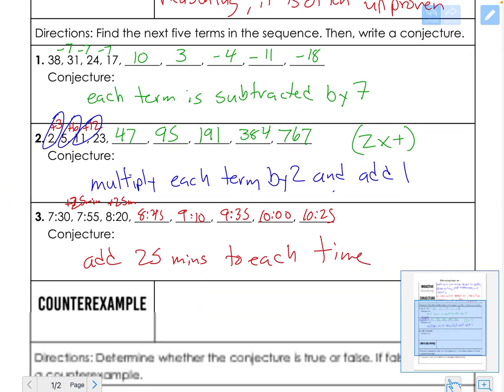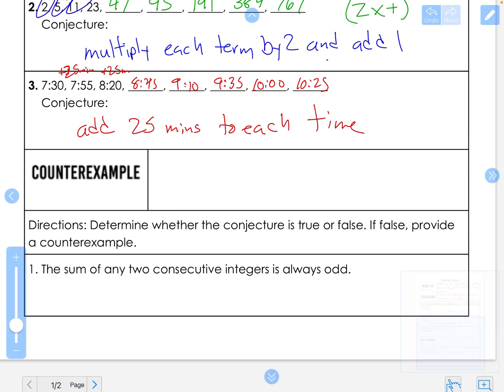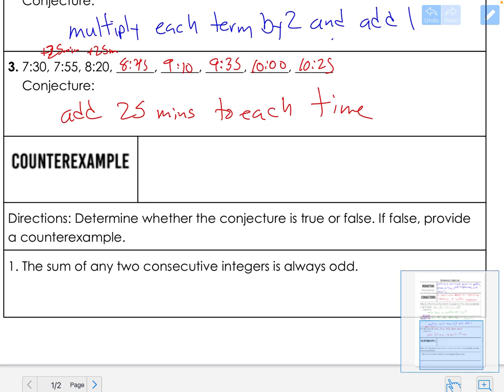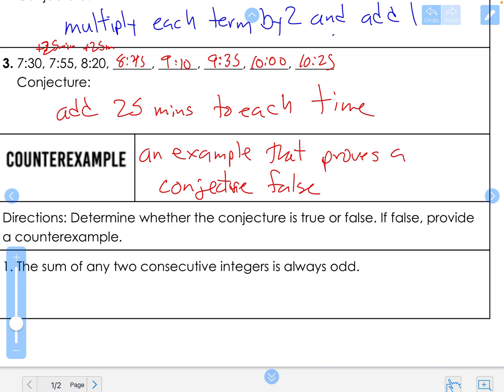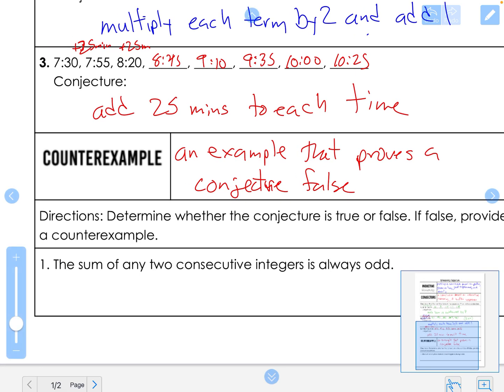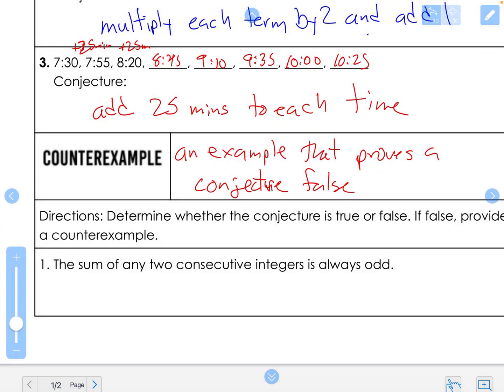So when we have conjectures, we try to look for what we know as counterexamples. A counterexample is an example that proves a conjecture false. So again, a lot of the times our conjectures sometimes end up being wrong. The way that we try to figure out if they're wrong or not is to look for that counterexample. If we cannot find a counterexample, then we know it's true. But if we are able to find a counterexample, then we know that our conjecture is false.